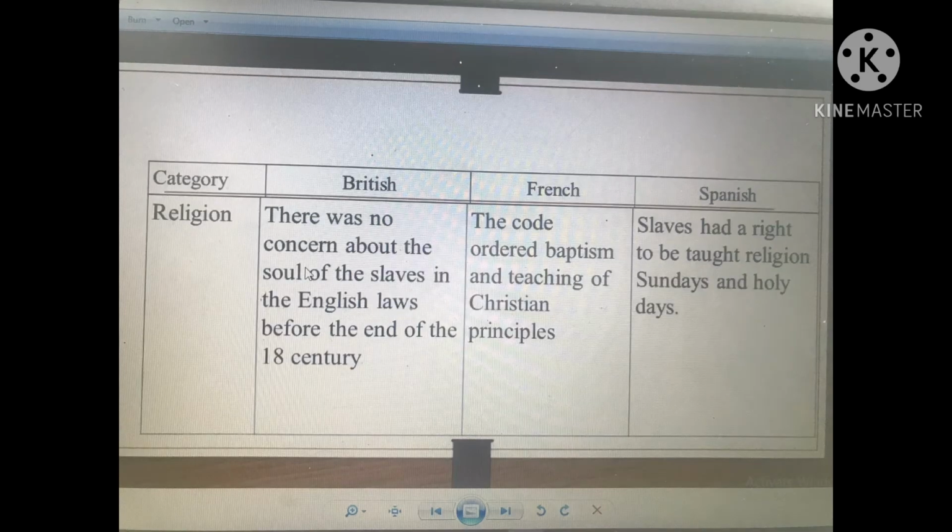Next, let's move on to how the laws treated religion. With the Spanish, slaves had the right to be taught religious teaching and to be free from work on Sundays and holidays. Likewise, in the French law, there was right and respect given to the slaves to be baptized and to be taught Christian principles. However, with the British, there was no concern about the souls of the slaves until the end of the 18th century.